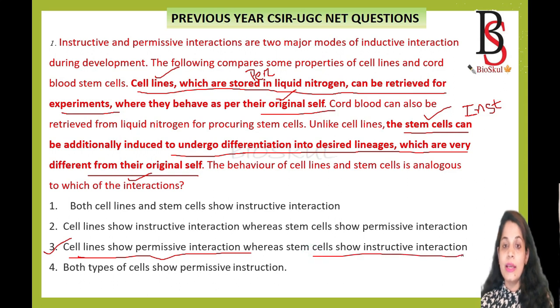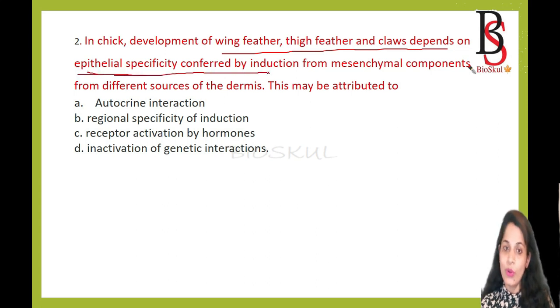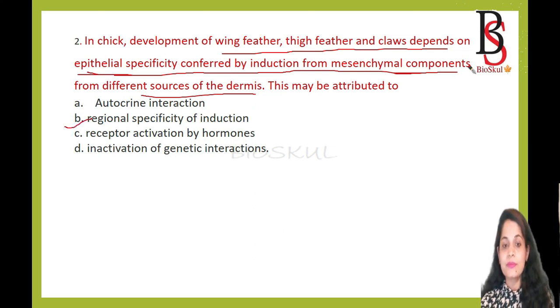Question number 2. In chick development, wing feather, thigh feather and claw depend on epithelial specificity conferred by induction from mesenchymal components from different sources of the dermis. What may this be attributed to? This is a direct question, and we know the answer. The answer is the regional specificity of induction. Option B is the correct answer.